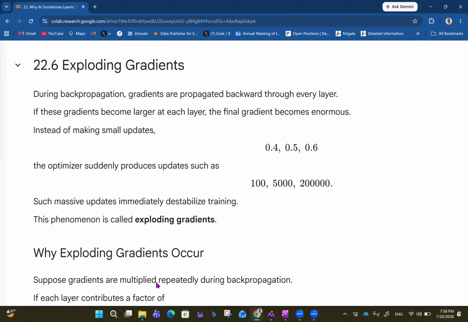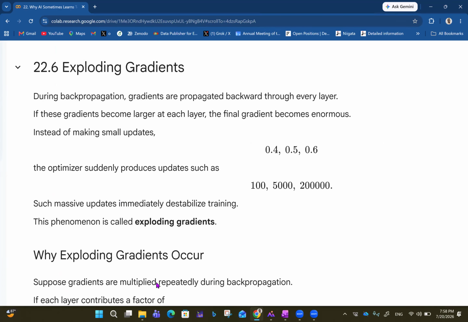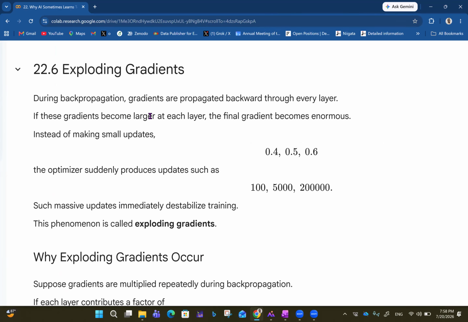So, that brings up the idea of exploding gradients like we saw in the last video. Now, during backpropagation, gradients are propagated backward through every layer. If these gradients become larger at each layer, the final gradient becomes enormous. Instead of making small updates like from 0.4 to 0.5 to 0.6, you can then have the optimizer suddenly producing updates such as 100 to 5,000 to 200,000, very insane jumps like that. Such massive updates immediately destabilize training. So this phenomenon is called exploding gradients.